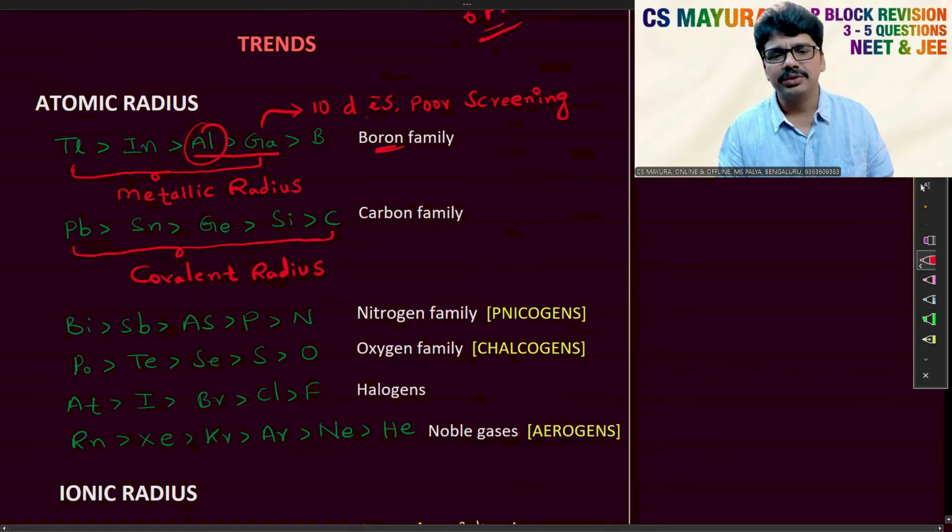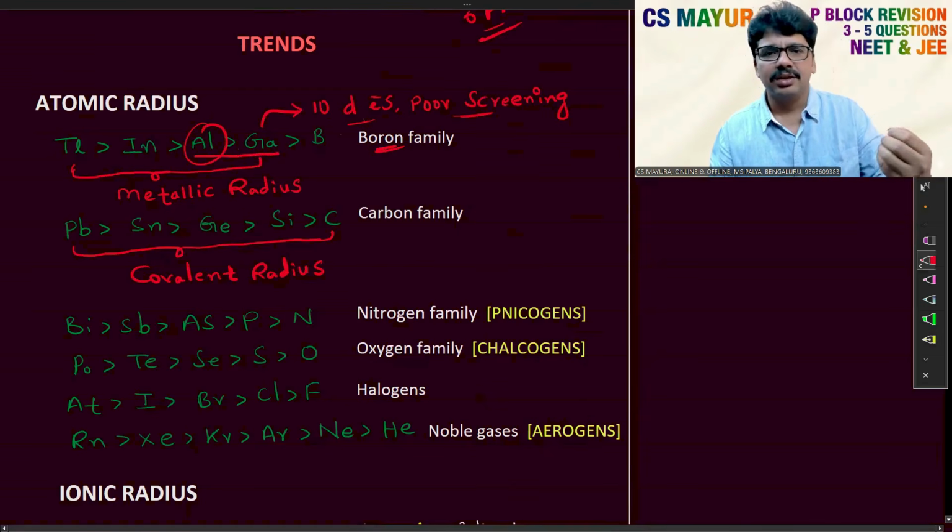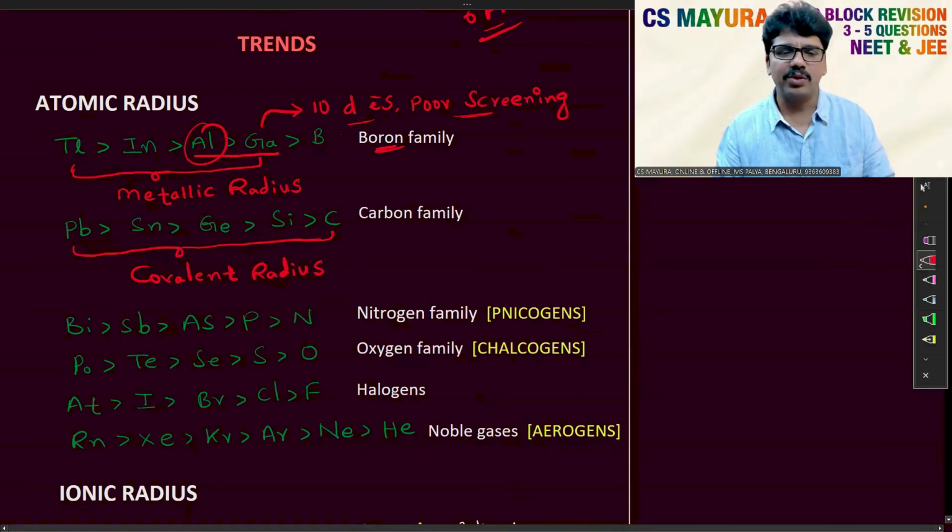That is due to poor screening effect of d electrons. There are 10 d electrons. Their shielding effect is less. Effect is less means they are not hiding. They are not covering the outermost electrons properly. Then effective nuclear charge increases. The size decreases. This is in case of gallium.